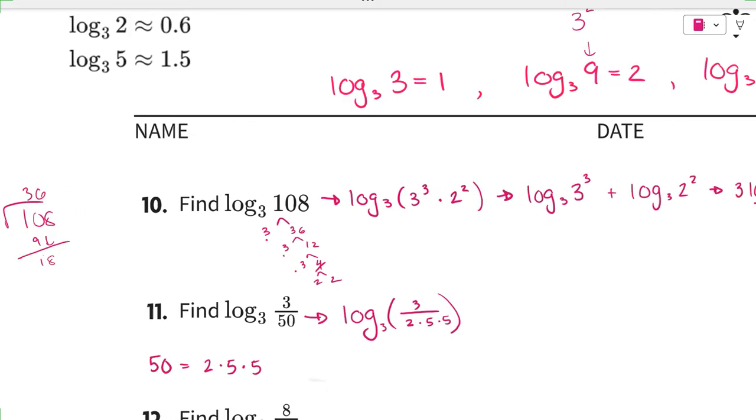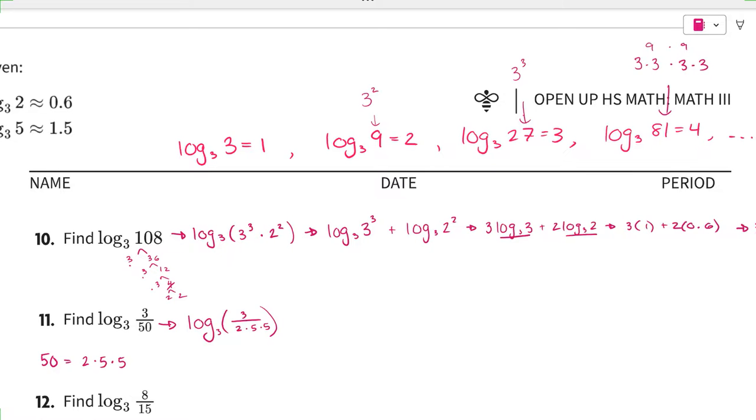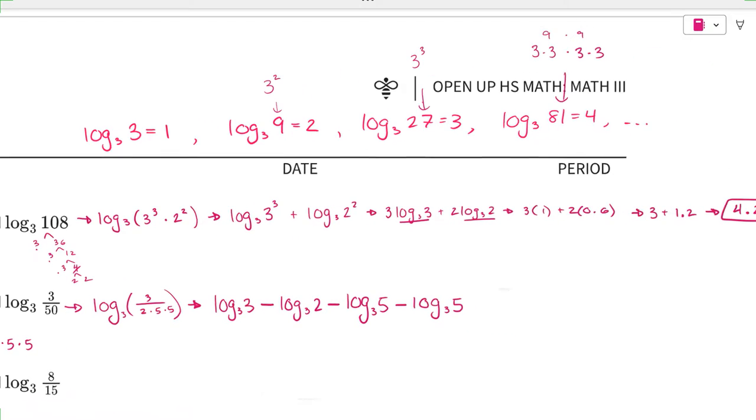I could absolutely write that as 5 squared, but since I've done a lot of power rules here, let's do multiplication in the denominator. So that becomes log base 3 of 3 minus, because it's in the denominator, log base 3 of 2 minus, remember everything in the denominator has that negative coefficient in front of it. And since I have 3 things in the denominator, I have 3 logarithms that have that negative sign in front. Negative log base 3 of 2, negative log base 3 of 5, negative log base 3 of 5 again.